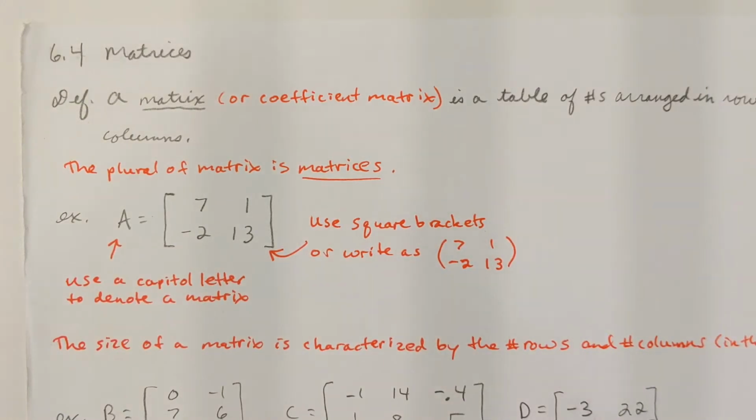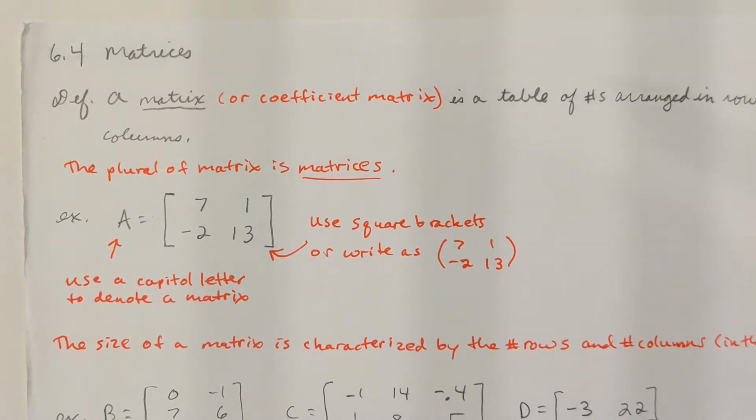Alright, section 6.4 is going to be the last section that we'll cover in the course. I'll probably split this section into two videos, but the main topic is called matrices. Now, the main topic for chapter 6 is systems of linear equations, and we've looked at three methods for solving a system so far. They were the graphing method, the substitution method, and the elimination method. Matrices would be the fourth method to know.